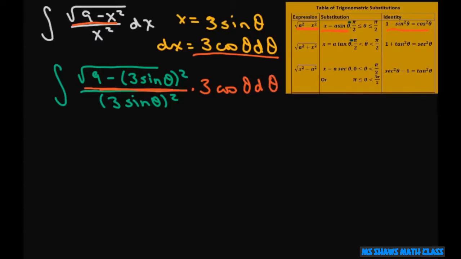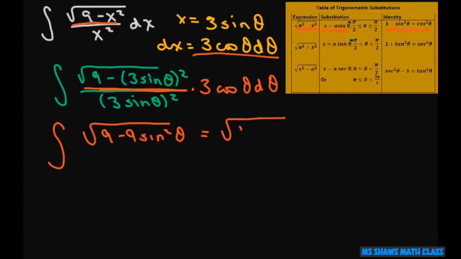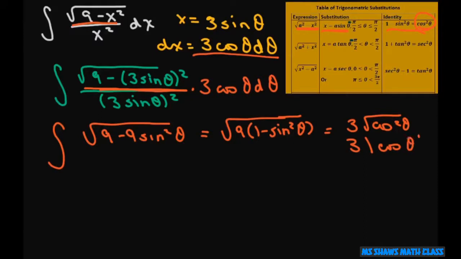So what I was looking at is this upper portion. This upper portion is going to end up being 9 minus 9 sine squared of theta, which equals the square root of 9 times 1 minus sine squared of theta. So that's going to equal square root of 9 is 3, and then we have square root of cosine squared of theta, which is 3 absolute value of cosine of theta. Now since we're in quadrants 1 and 4, cosine's positive, so we can just take away the absolute value sign. So it's just going to be 3 cosine of theta.